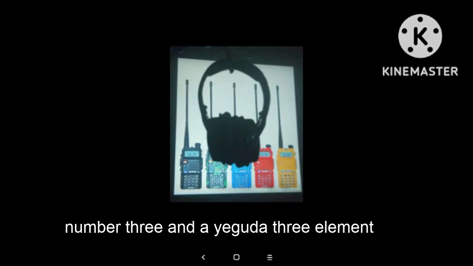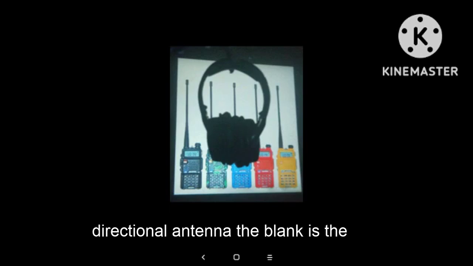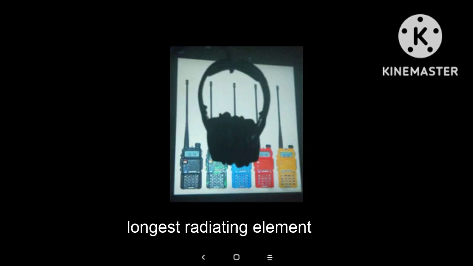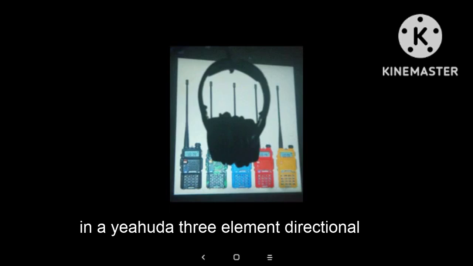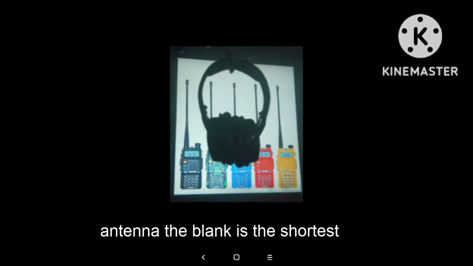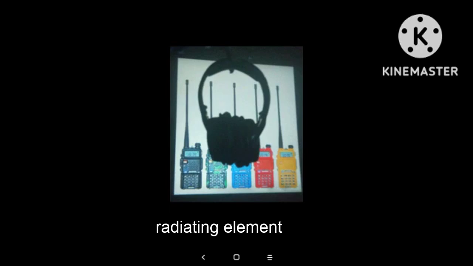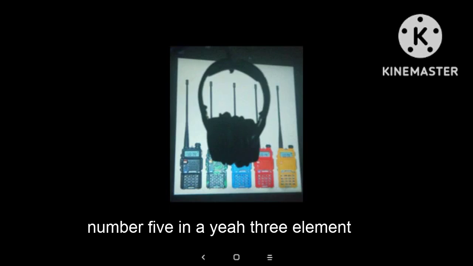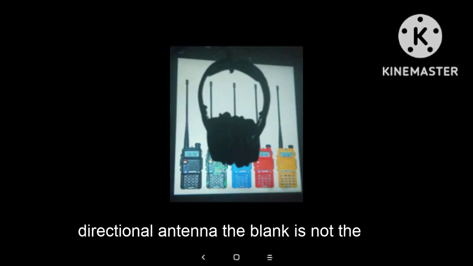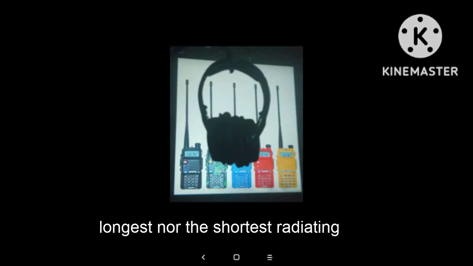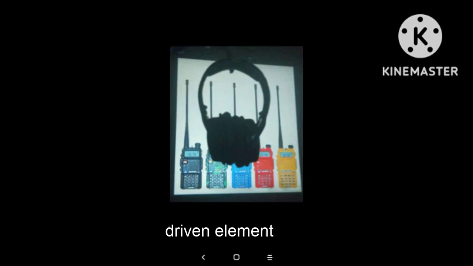Number 2. In a Yagi-Uda 3-element directional antenna, the blank is primary for mechanical purposes. Boom. Number 3. In a Yagi-Uda 3-element directional antenna, the blank is the longest radiating element. Reflector. Number 4. In a Yagi-Uda 3-element directional antenna, the blank is the shortest radiating element. Director. Number 5. In a Yagi-Uda 3-element directional antenna, the blank is not the longest nor the shortest radiating element. Driven element.